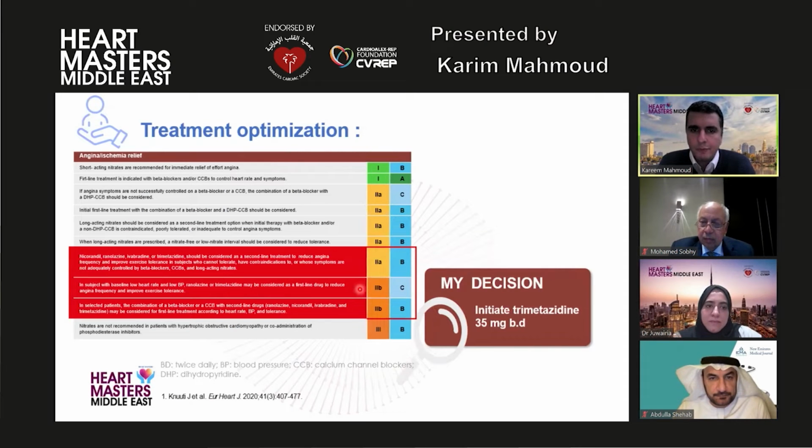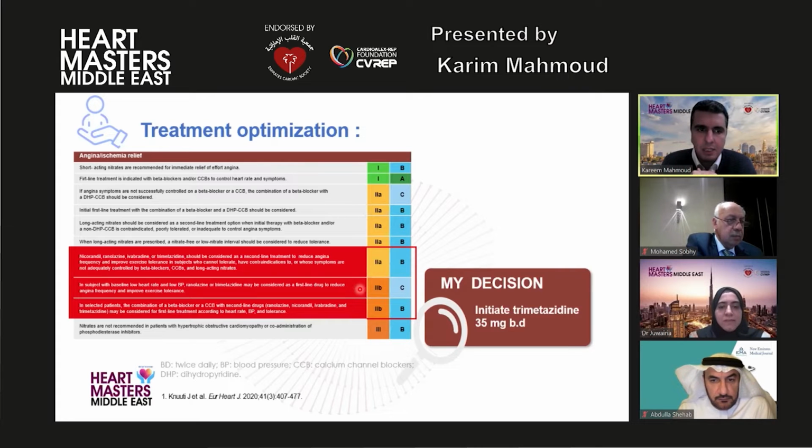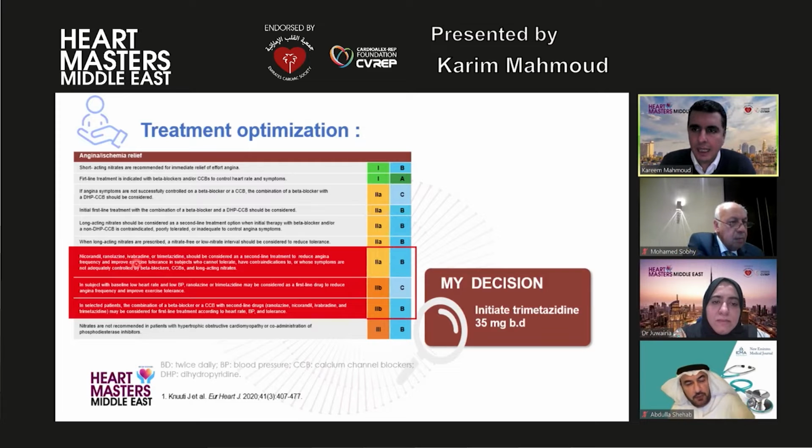And as Professor Abdullah mentioned, we have the first-line drugs for managing the patient with chronic coronary syndrome, and we have the drugs that we add in addition if the patient is still symptomatic, to reduce the angina and improve the exercise tolerance. And the patient should tolerate this drug and should not have any contraindication to this drug. These drugs are nicorandil, ranolazine, ivabradine, and our drug that we decided to add, which is trimetazidine MR.